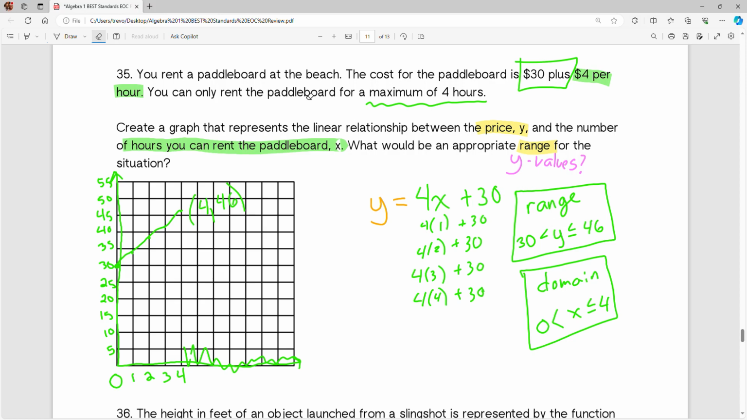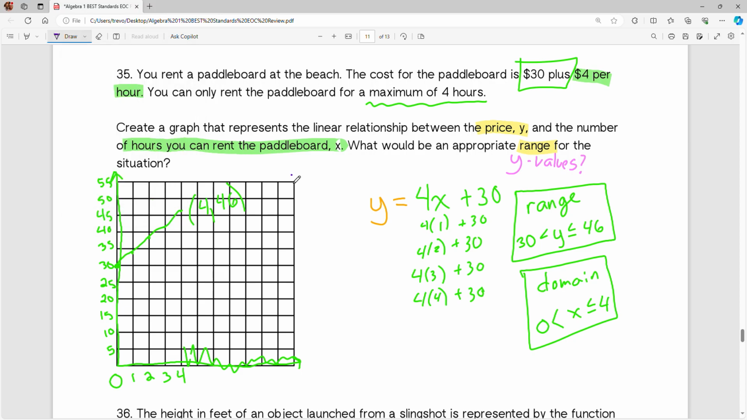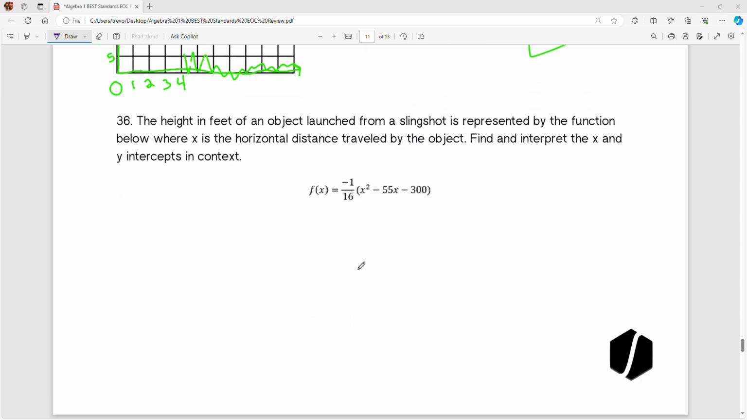And to practice the standard, I will recommend lesson AW7 in IXL. And then number 36 is the last question on this page.